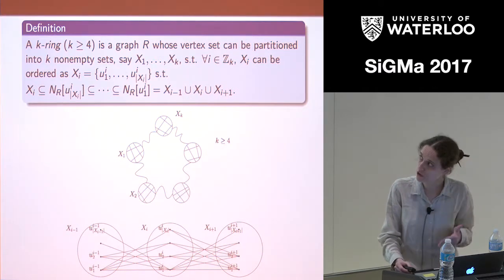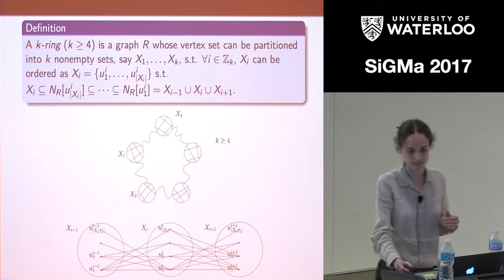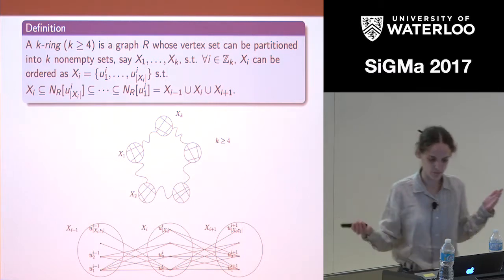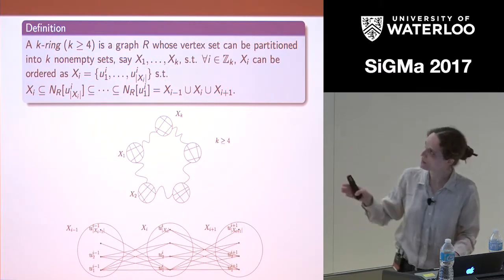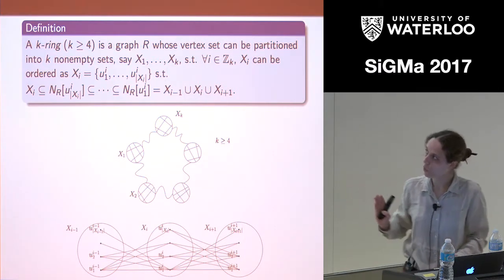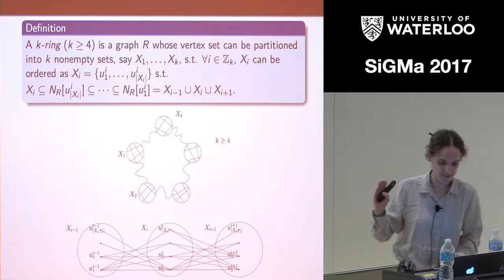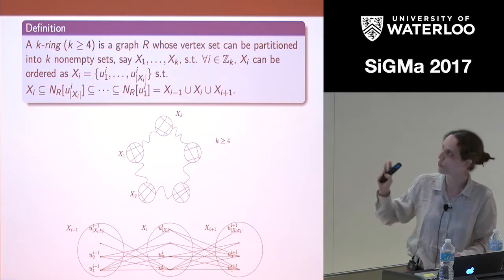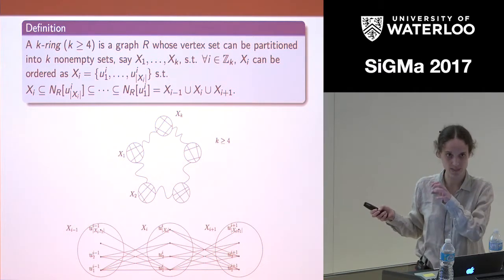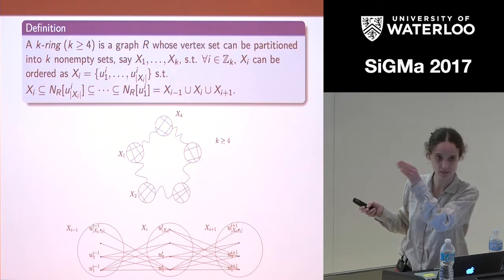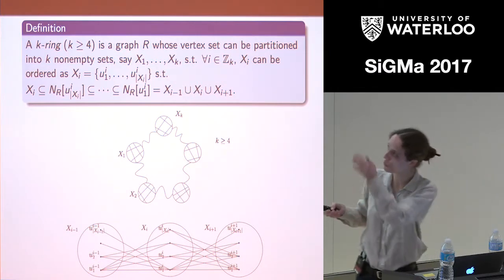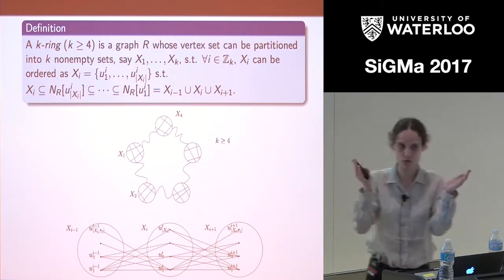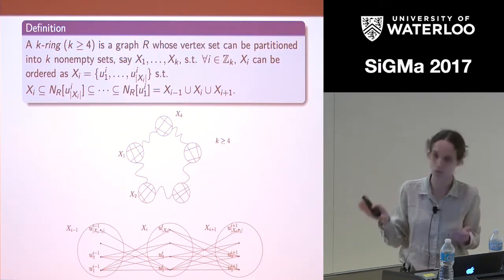Furthermore, if you zoom in on any one of these cliques, let's say Xi, and its 2 neighboring cliques, Xi minus 1 and Xi plus 1, in this middle clique Xi, you can order the vertices in such a way that the closed neighborhoods are nested. So the one on the bottom has the biggest closed neighborhood and the one on top the smallest. And furthermore, the one with the biggest neighborhood, the one on the bottom, actually has to be complete to both cliques, the one on the left and the one on the right.